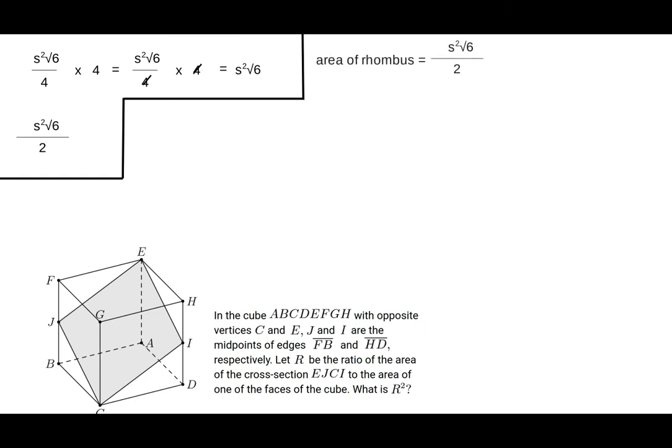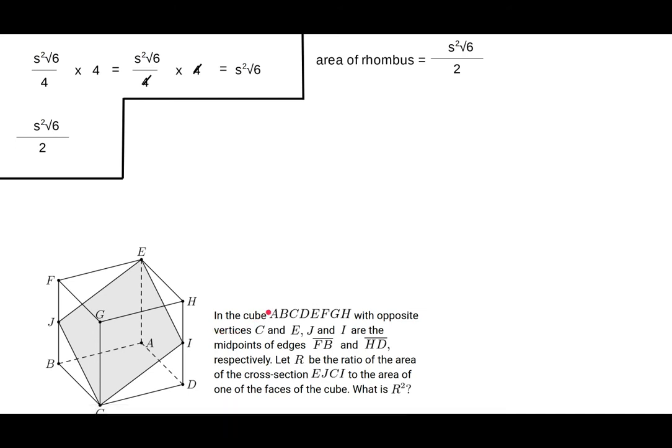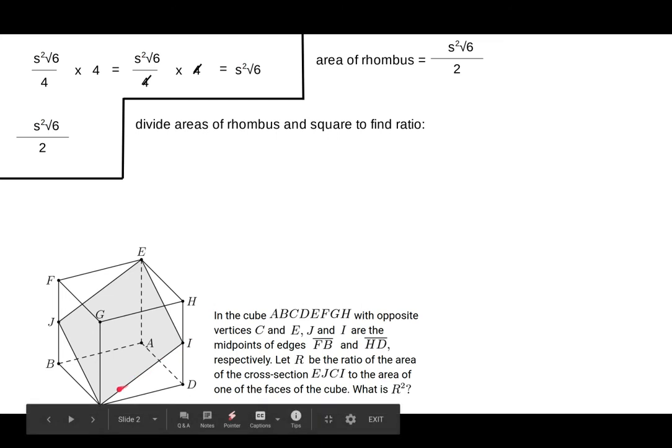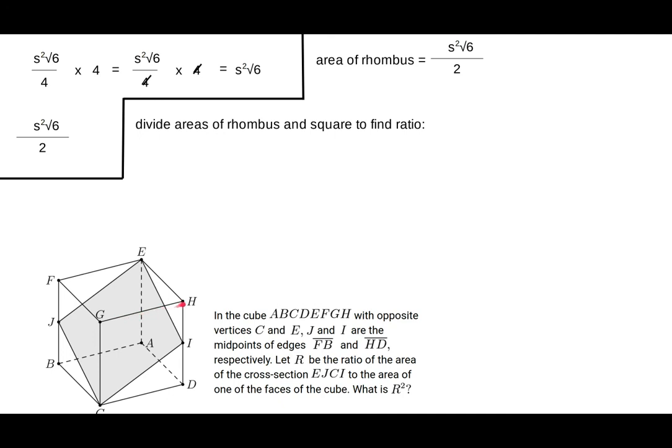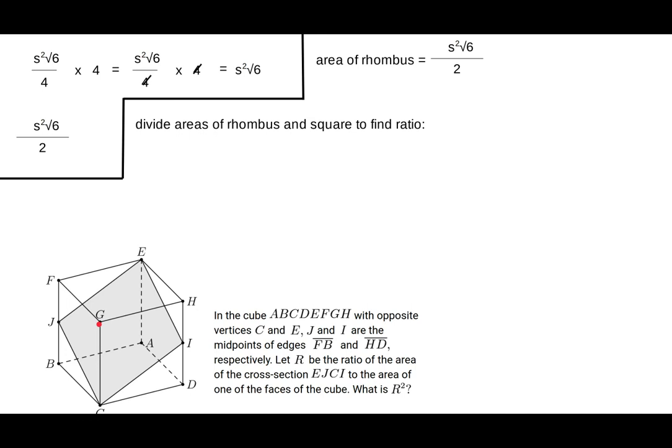S is the side length of the cube right here, GH or say CD or any of the other side lengths. In terms of the side length of the cube, the area of this rhombus is S squared root 6 over 2. So now we have to divide the areas of the rhombus and the square to find the ratio. Since CD is one of the side lengths of one of the faces of the cube, we can get that the area of this square, GHCD, or any of the other squares, is S squared, because that's how you find the area of a square.